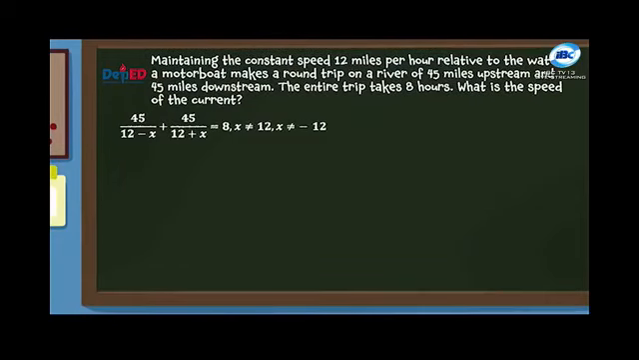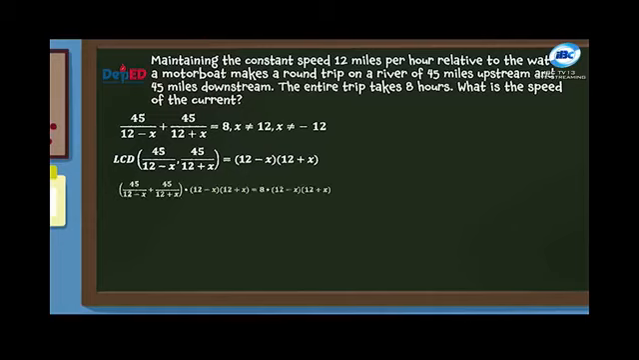Since the round trip takes 8 hours, it means 45 over 12 minus x plus 45 over 12 plus x equals 8, where the excluded values of x are 12 and negative 12. We now determine the LCD. Both the denominators are prime, so the LCD is their product. We multiply both sides of the equation by the LCD.